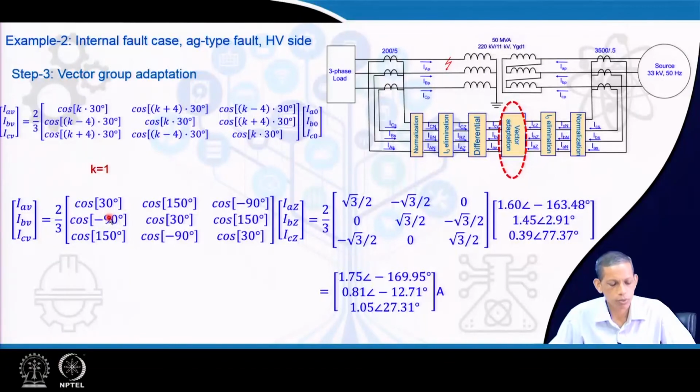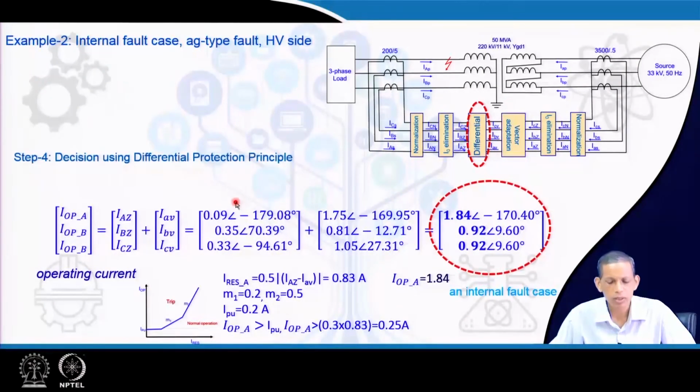Now, the next step, step 3, is the vector group adaptation. For k equals 1, this matrix we have already seen for the external case, 2/3 upon root 3 by 2. Using the corresponding IAZ, IBZ and ICZ values, we get 1.75, 0.81, 1.05 in the low voltage side, IAB, IBB, ICB, where B stands for the vector group adaptation. So, we have reached the 3rd step, which is being carried out in the low voltage side.